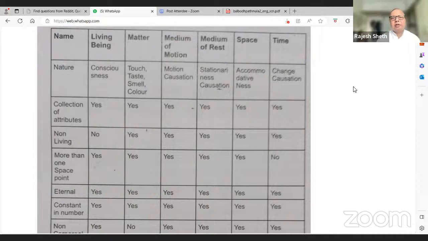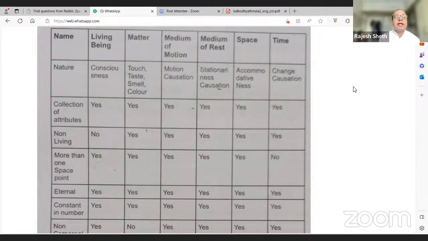I'm not getting your question. I'm asking what would the attributes of medium of motion be? So medium of motion, the attributes, like one is the motion causation. That is a specific attribute, and there are common attributes that we will see.